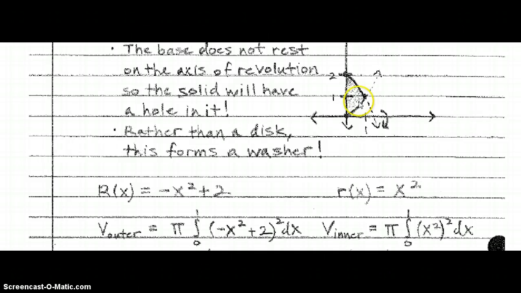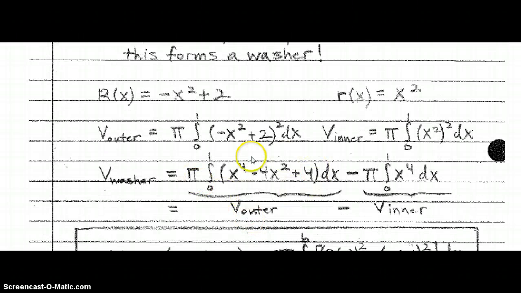So our outer function will be the integral from 0 to 1 of negative x squared plus 2, squared, and don't forget your pi out front. So it's pi R squared dx. Our inner function is going to be x squared from 0 to 1, squared dx, and don't forget your pi. So it's pi times the integral from 0 to 1 of our inner function squared dx. Then once we have the volume of the outer, we subtract off the volume of the inner, and we get our answer.